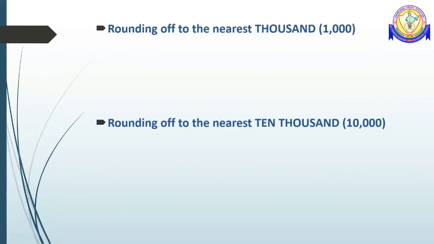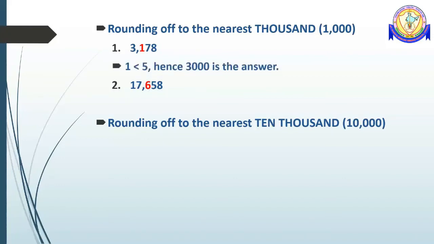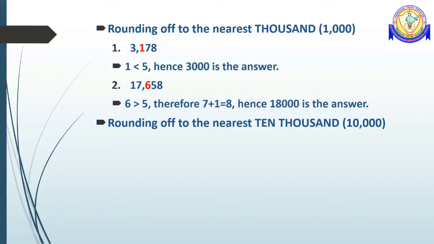Now we will see rounding off to the nearest thousand and to the nearest 10,000. We will see two examples each. So first one, 3178, you have to round off to the nearest thousand. So you have to check the digit which is in the hundreds place. Here 1 is less than 5, therefore you have to make the rest of the digits 0, and 3000 will be the answer. Same for the second example as well.